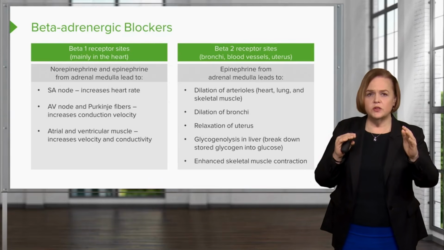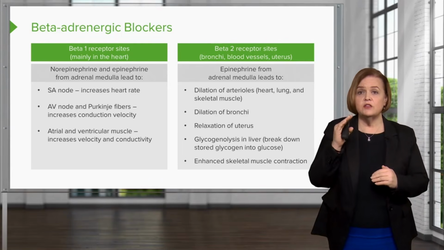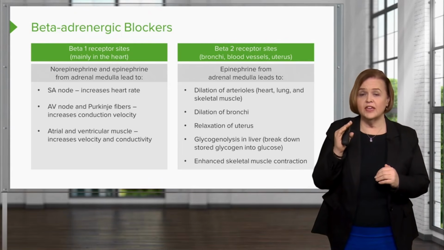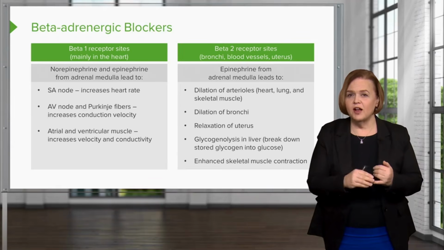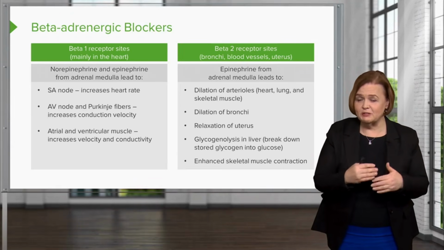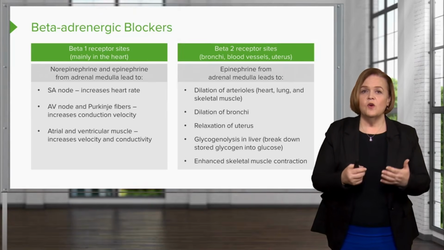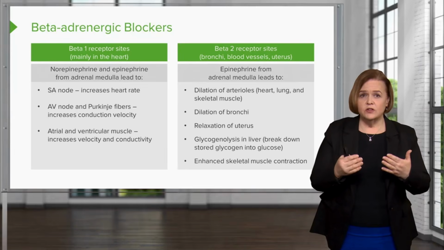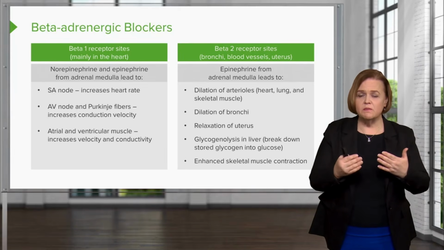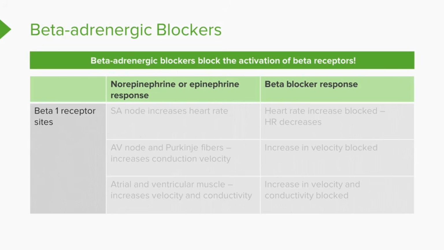Beta 1 receptors are predominantly on your heart. Beta 2 receptors are predominantly in your what? Good. Bronchi, blood vessels, and uterus, which is not going to apply to a lot, but I wanted to stick it in your mind anyway. So when I get to the beta adrenergic blockers, I'm going to look at impacting the jobs of these receptors in your body.